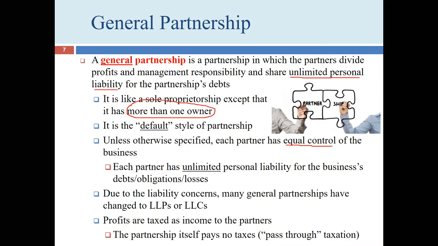So let's go back to the example. In my example, I contributed $100,000 and Bob contributed $100,000. So probably in that situation, we would share our profits and control 50-50. But let me switch things up. Let's say Bob contributed $500,000 and I'm only going to contribute $100,000.